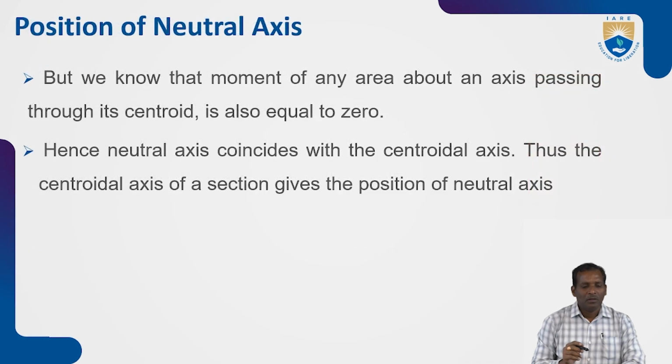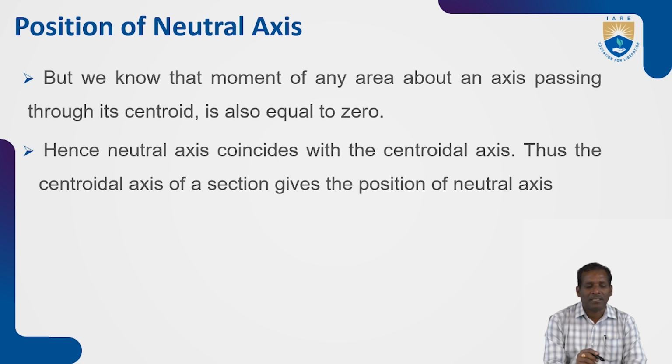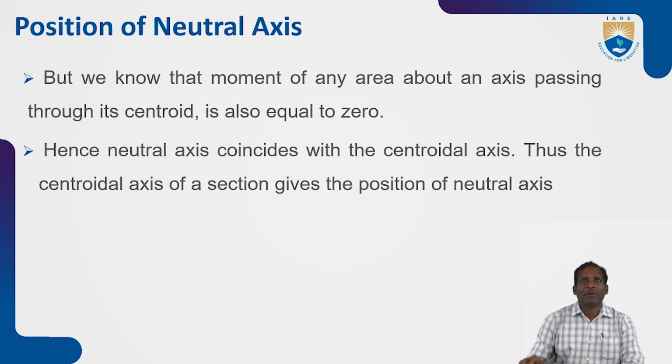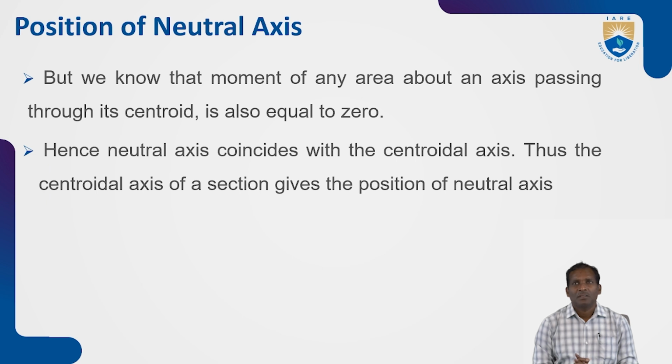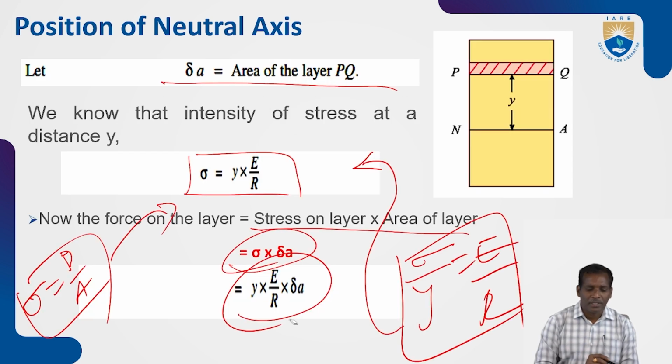But we know the moment of any area about an axis through its centroid is equal to 0. So as neutral axis coincides with the centroidal axis, the centroidal axis of a section gives the position of neutral axis. Here E and R are constants. Moment of any area about an axis passing through centroid is equal to 0. So the force on the layer is y into E by R into delta A.